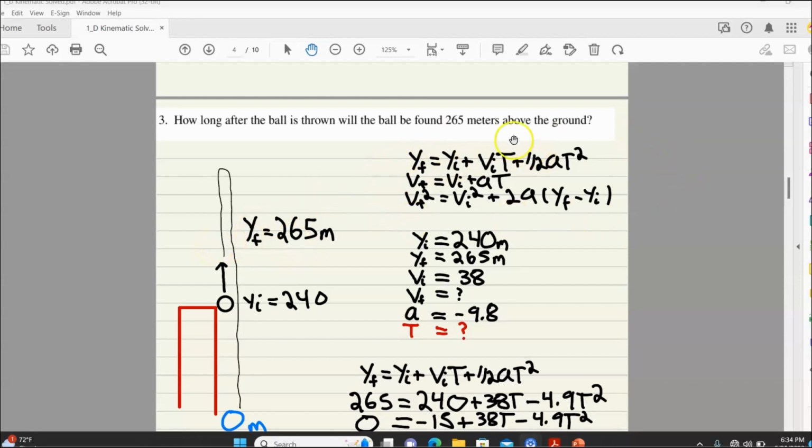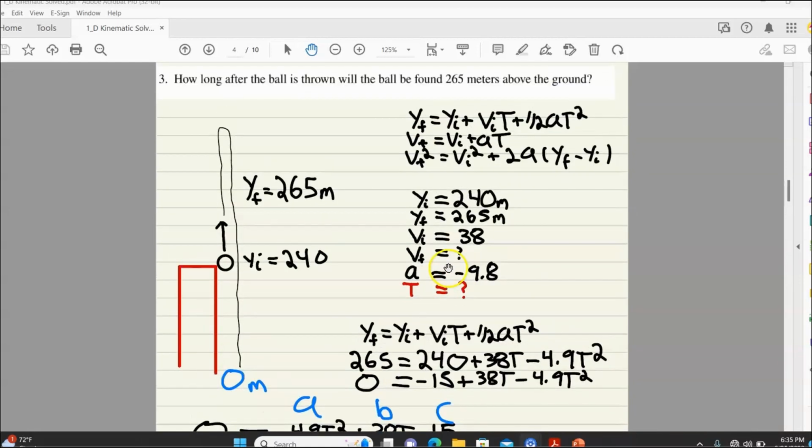Here are the three kinematic equations. And then let's write down all the variables. So y initial is 240 meters. Y final is 265 meters. V initial is 38 meters per second. V final is unknown. Acceleration is negative 9.8 meters per second squared, and time is what the question's asking us to find. Because we have all of the information in equation 1, we're going to use equation 1. Y final equals y initial plus v initial t plus 1/2 at squared.